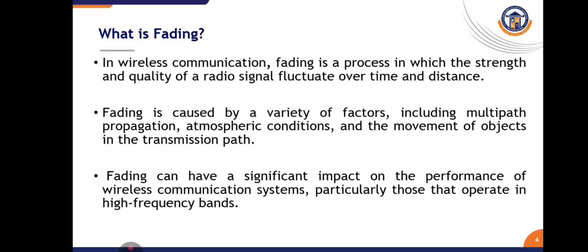So what is fading? In wireless communication, fading is a process in which the strength and quality of the radio signal fluctuate over time and distance, and fading is caused by a variety of factors, including multipath propagation, atmospheric conditions, and the movement of objects in the transmission path. So it can have a significant impact on the performance of wireless communication systems, particularly those that operate in the high frequency band.